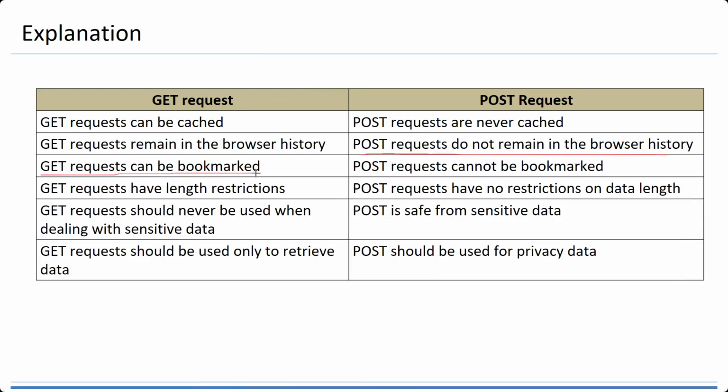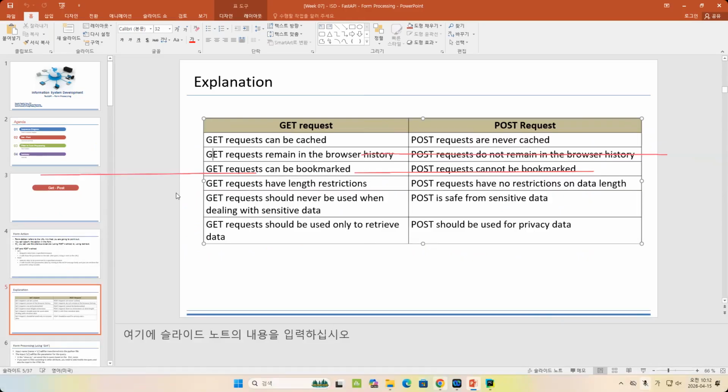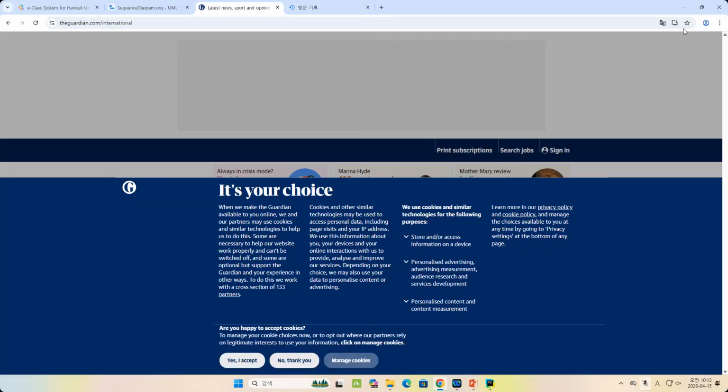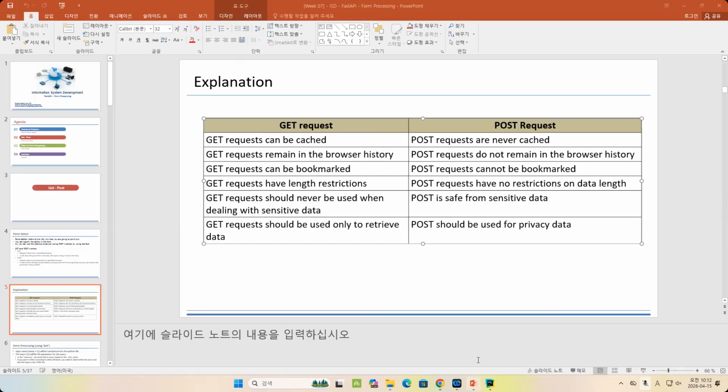GET requests can be bookmarked. POST requests cannot be bookmarked. So do you know bookmark? You can save it into the web browser. For example, in this case, you can click the star to add the current tab as a bookmark. So it means you will save this website. But POST requests cannot be bookmarked.